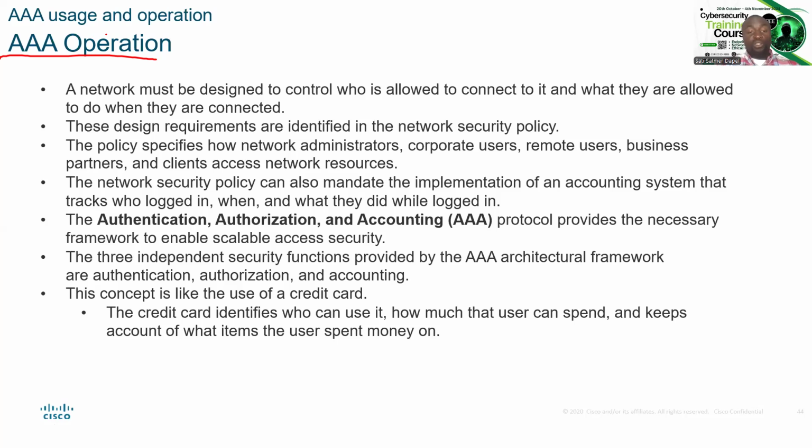The network security policy can also mandate the implementation of an accounting system that tracks who logs in, when, and what they did while they were logged in. The authentication, authorization, and accounting protocol provides the necessary framework to enable scalable access security. So the three independent security functions provided by the AAA architectural framework are authentication, authorization, and accounting.